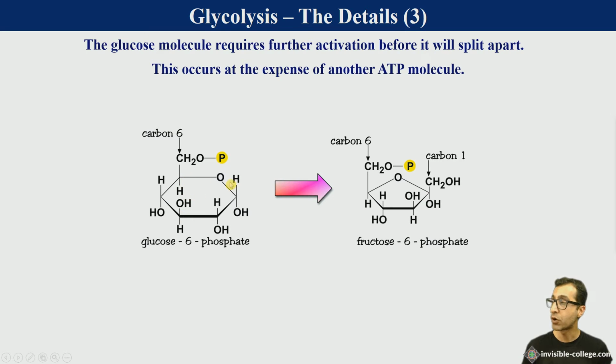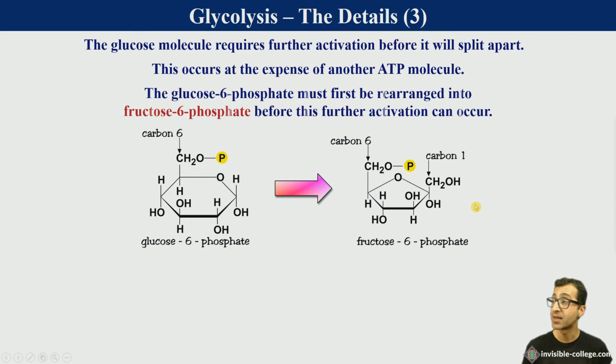So we've gone from a 6-membered ring sugar to a 5-membered ring sugar with an additional carbon here and an additional carbon here. So what we've done here is we've still got a 6-carbon sugar, but it has a 5-membered ring here rather than a 6-membered ring. So essentially we have reorganized the structure of the glucose 6-phosphate molecule to form a fructose 6-phosphate molecule, and in order to do that we need again another ATP molecule.